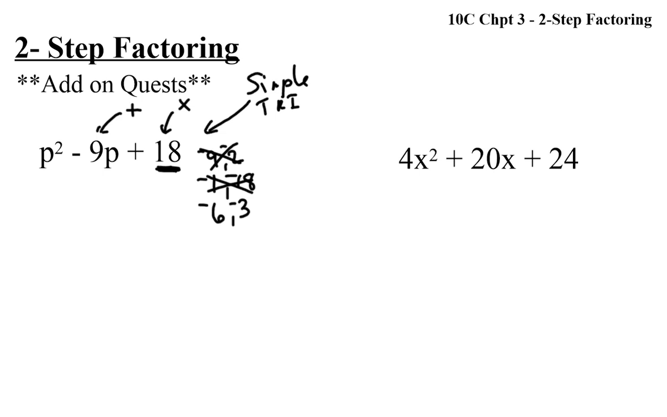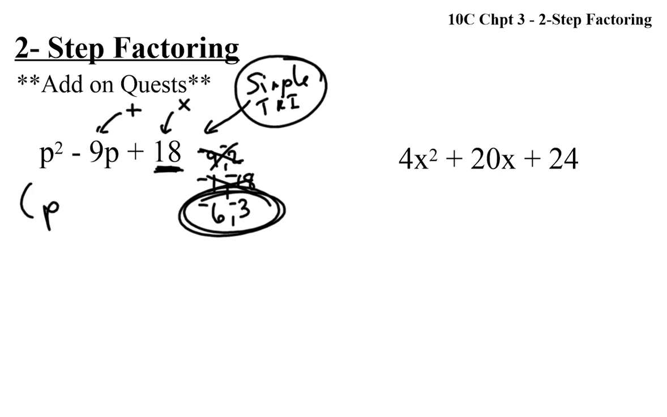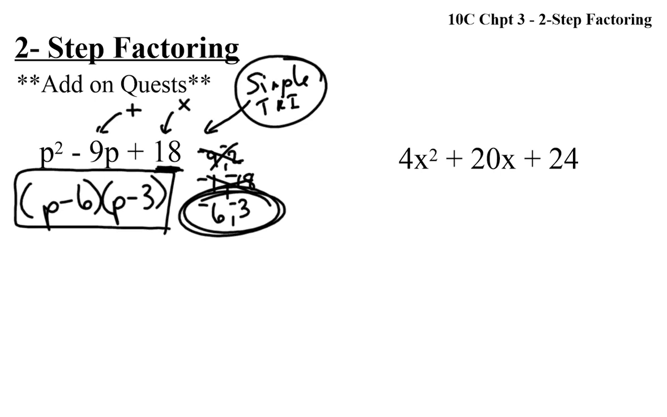-6, -3 is positive 18. -6 plus -3 is -9. There's our combination. And because it's simple trinomial, p minus 6, p minus 3, there's the factored form. Our initial trinomial is now a multiplication question. P minus 6 times P minus 3. So that one hopefully wasn't too bad for you. Just got to watch the signs.